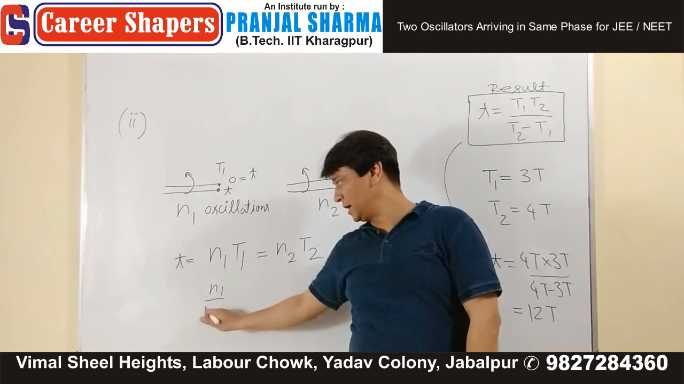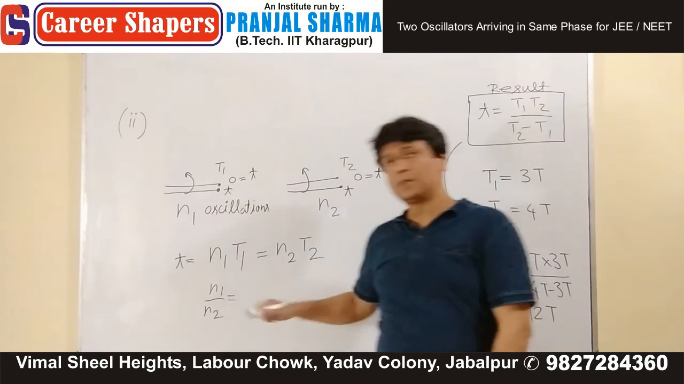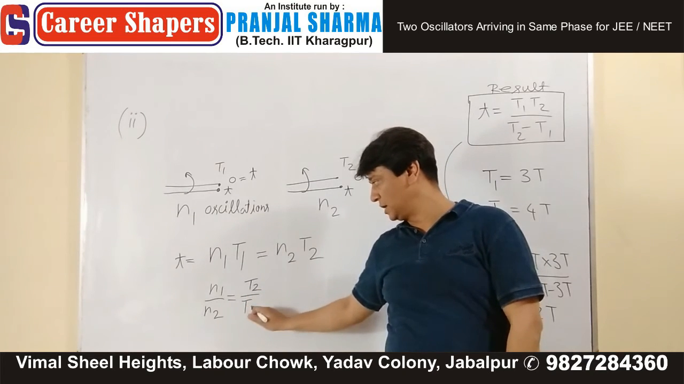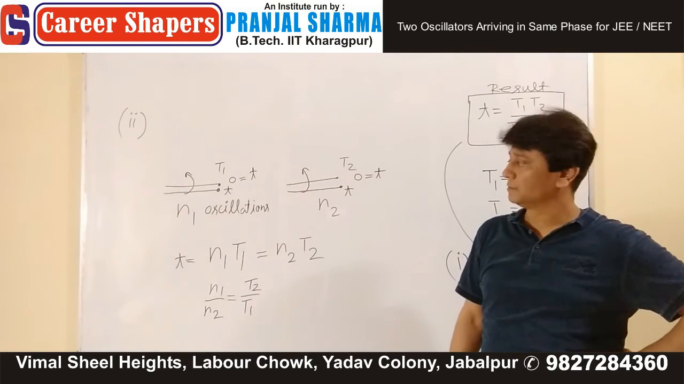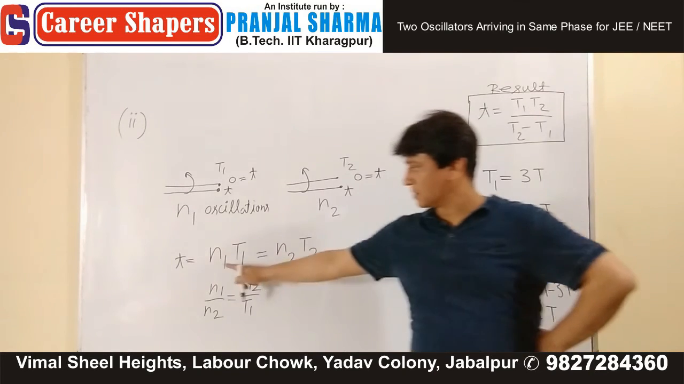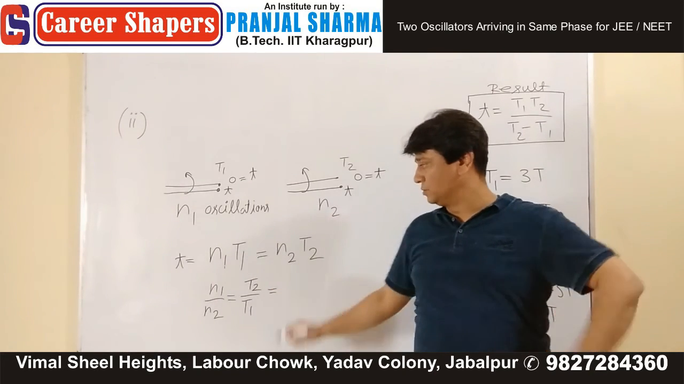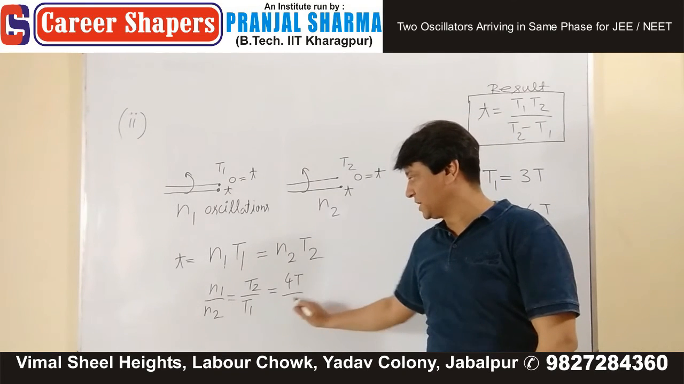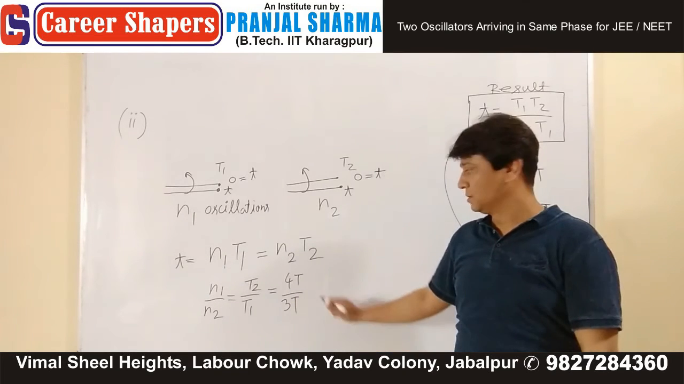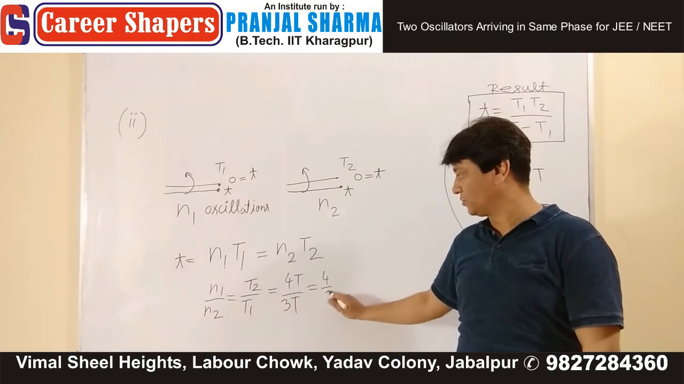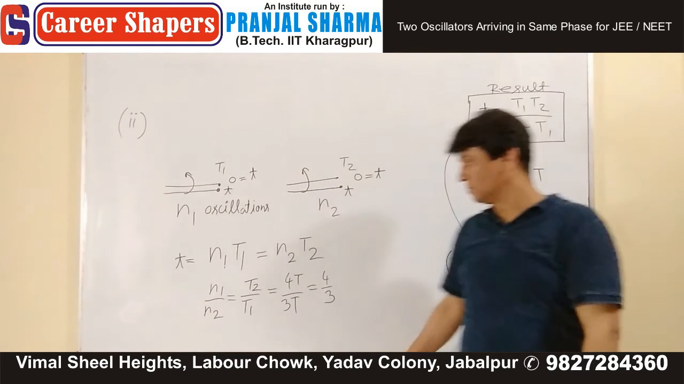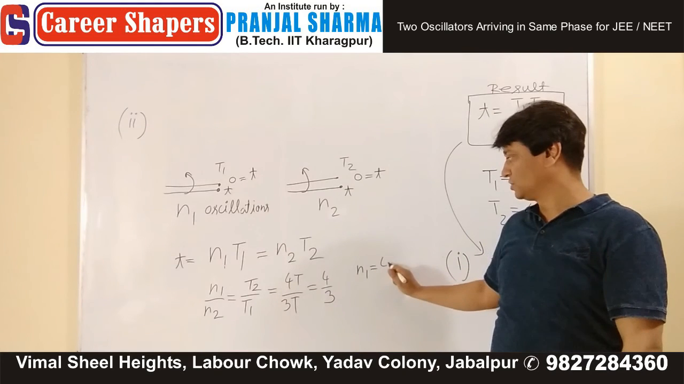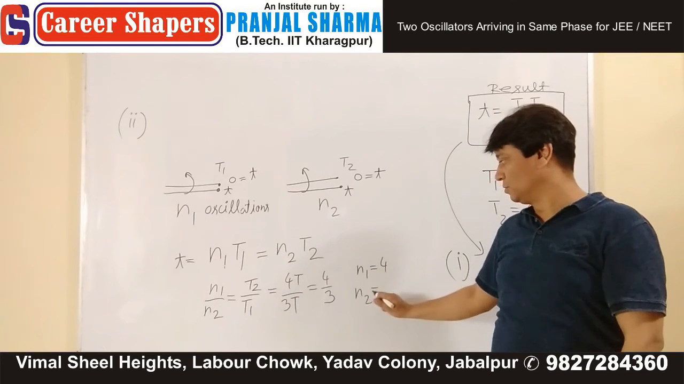N1 upon N2 is coming T2 upon T1. What is T2? 4T. What is T1? 3T. What is this? 4 by 3. What does it tell you? It tells you that N1 is 4 and N2 is 3.